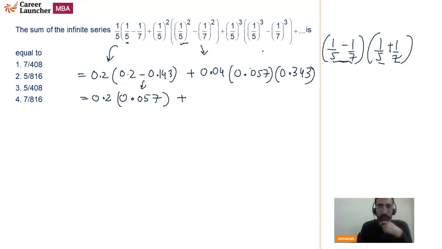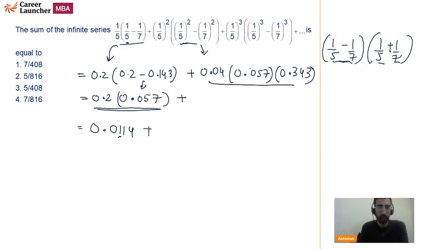And then we don't have too much space. Let's look at these values. How are these values changing? And of course, we have the calculator with us, as you would have had in the exam. So 0.2 into 0.057 is equal to 0.0114. That's what this is. Already at the second decimal place, can't help it. What about this? This is 0.04 into 0.057 into 0.343.